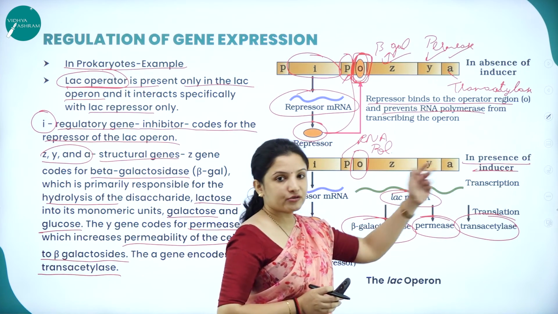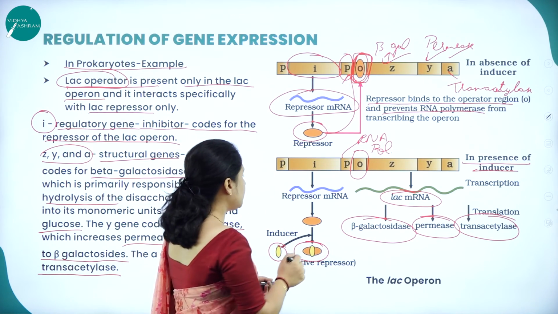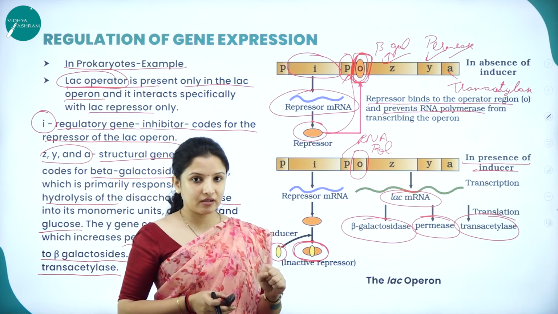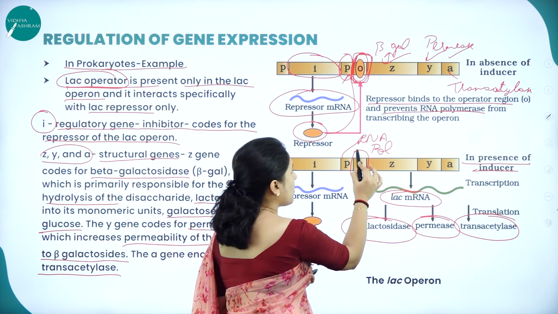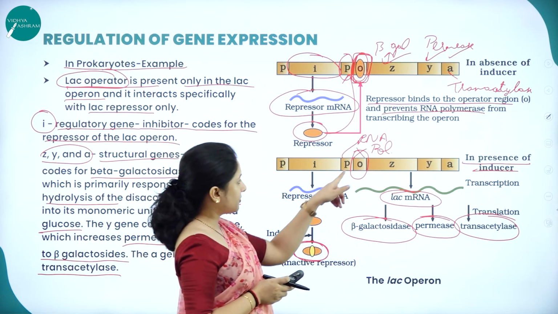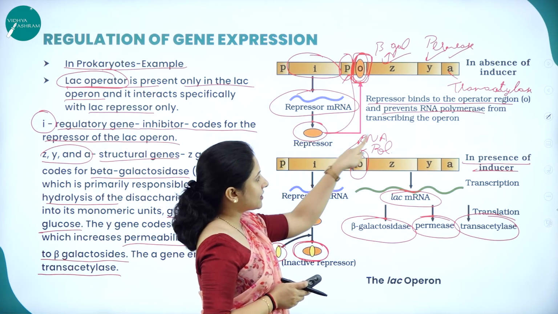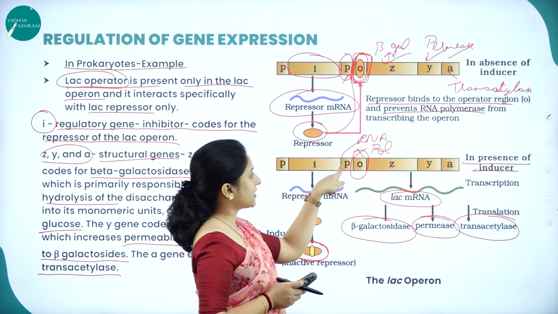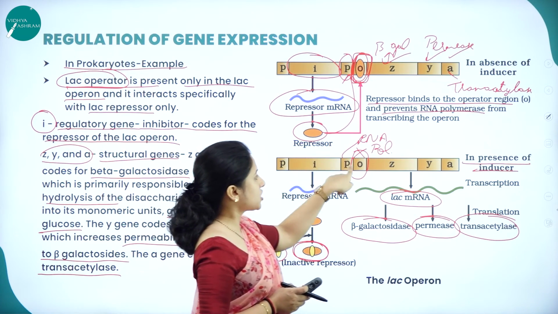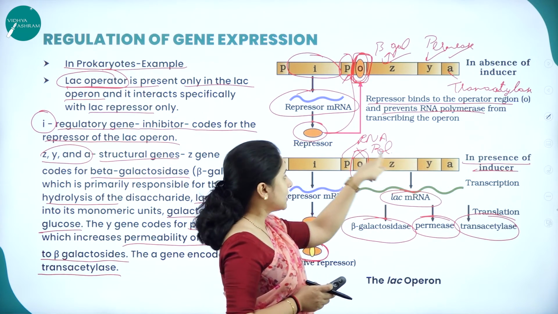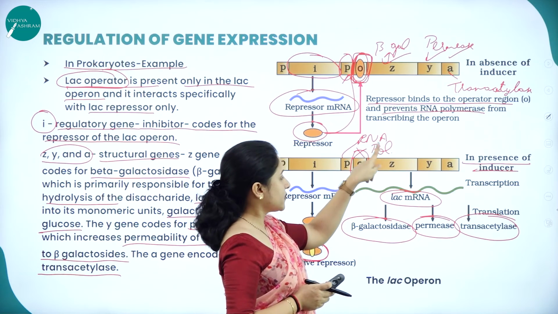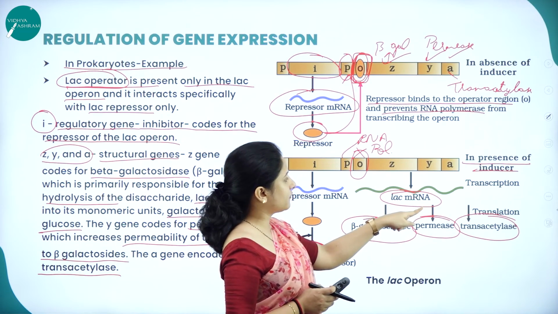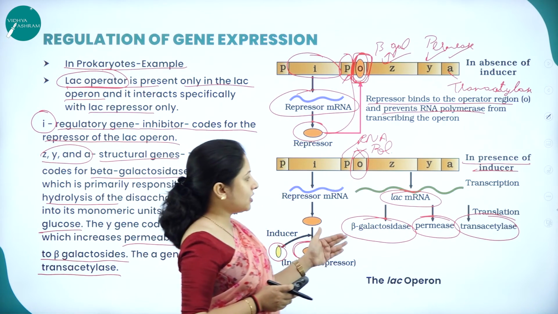And in the presence of inducer, what will happen? That inducer will go and bind to the repressor. If it binds to the repressor, it will inactivate the repressor. Therefore, the repressor will not bind to the operator region. If the repressor doesn't bind to the operator region, then the RNA polymerase can freely go and bind to the promoter region. And when the RNA polymerase freely binds to the promoter region, it will promote the transcription. Means the mRNA strand which is complementary to the structural genes will get formed.